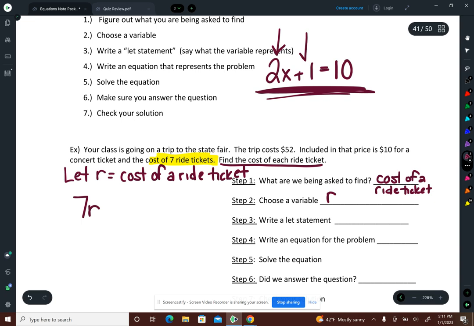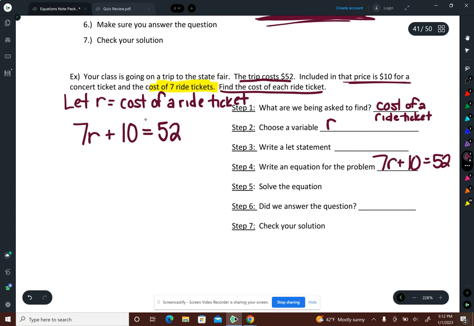The next piece I'm going to look for is whatever number is getting added on there. So that could be something else that you're paying for or things like that. So right here it says that that includes $10 for a concert ticket. So I'm going to say plus 10 for the concert ticket. And then I'm going to look for what does it equal. So it says the trip costs $52, so equals 52. So there's my equation. Okay, 7R plus 10 equals 52.